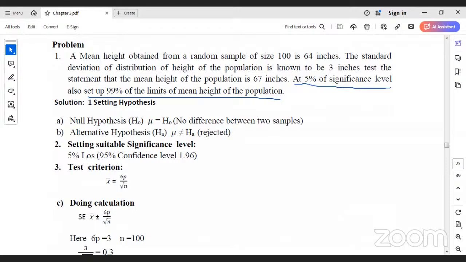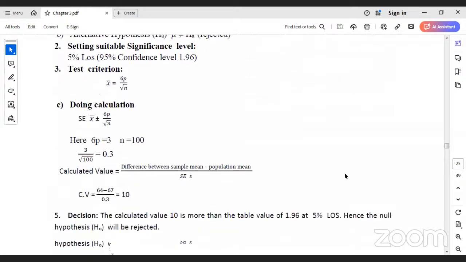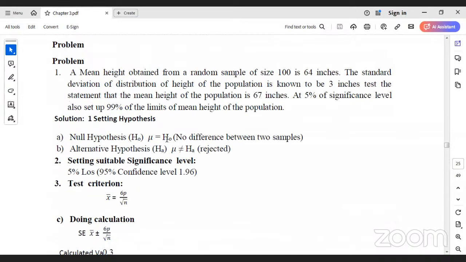Then next one is test criterion. Test criterion: X bar divided by standard deviation sigma by under root N. Standard deviation sigma by under root N here. So we'll see the calculation here. In the calculation, standard error of X bar is standard deviation sigma by under root N. So here standard deviation sigma is the population standard deviation.